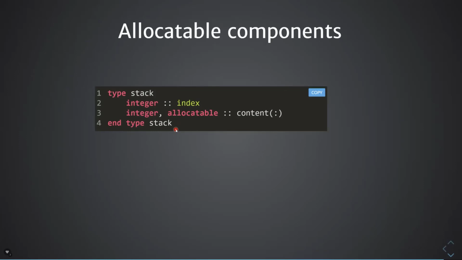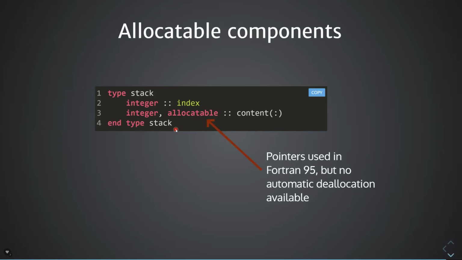Another thing that would be quite obvious but isn't is that in your derived data types, you can actually have allocatable arrays. This was also not possible before. This is also a new feature, which enables you to create really dynamic data structures, and it's a very nice feature. These will also be automatically deallocated. But earlier, if you used pointers here, you needed to deallocate yourself.